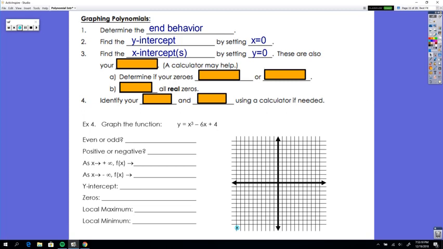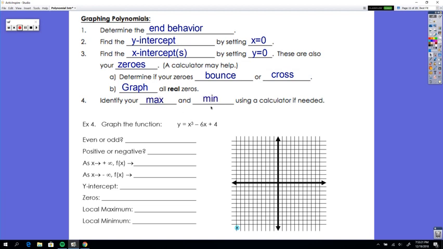These are also your zeros. A calculator may help. Determine if your zeros bounce or cross. Graph all zeros. Identify your max and min using a calculator if needed.